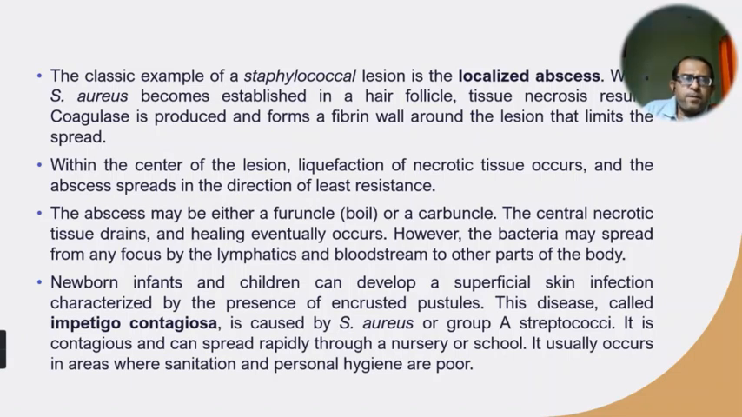Now the classical example of a staphylococcal lesion is the localized abscess. This localized abscess mainly occurs on the skin, where Staphylococcus aureus becomes established in the hair follicles, causing tissue necrosis. This bacteria also produces coagulase there, which forms a fibrin wall around the lesion, which limits the spread of this infection.